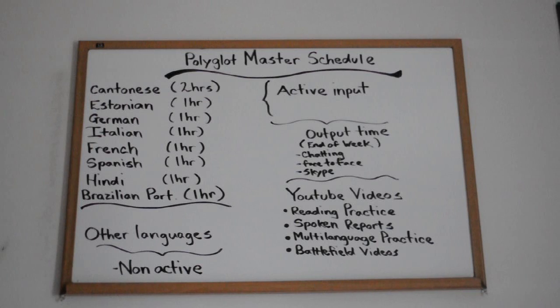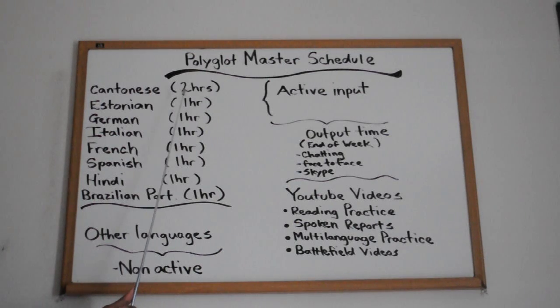Now let me break this down for you and tell you guys what I'm going to be doing during that time. So let's start with Cantonese for the 2 hours. Let's say the first hour, what I'm going to be doing is listening to something like the news or some sort of talk shows. I want to listen to stuff like that for at least an hour. The second hour is going to be broken down into 30 minutes each.